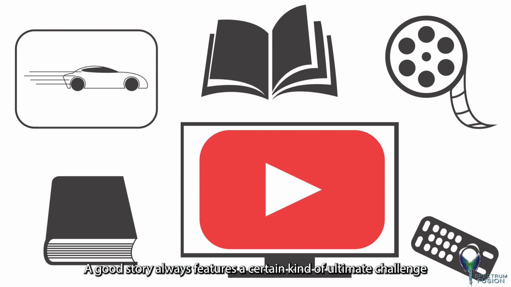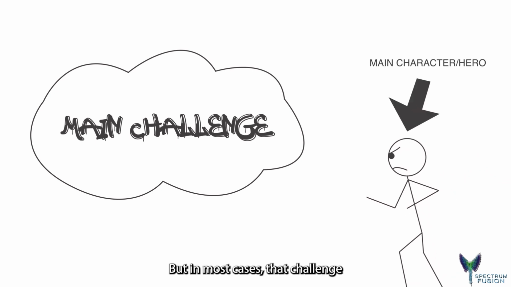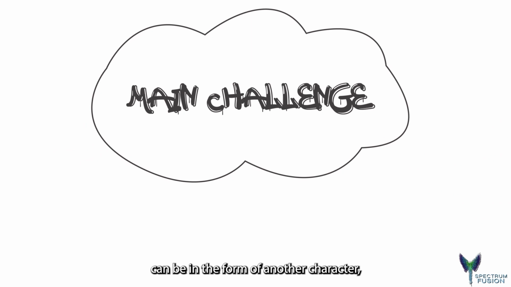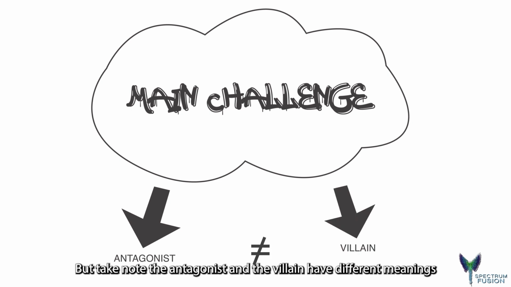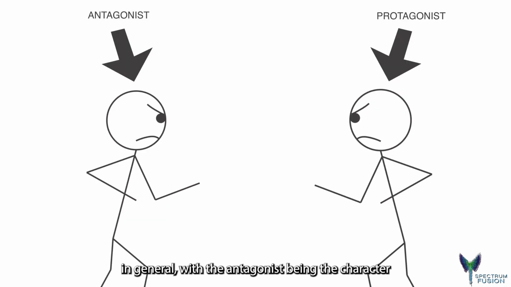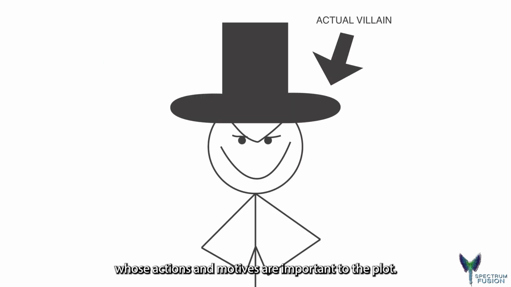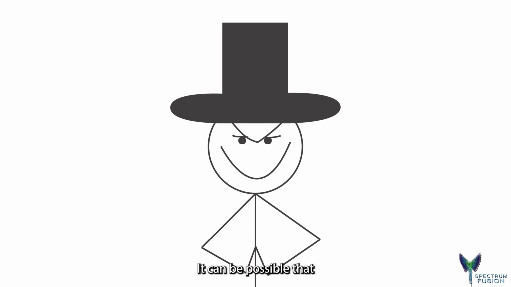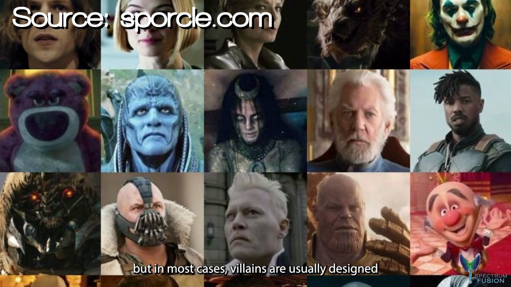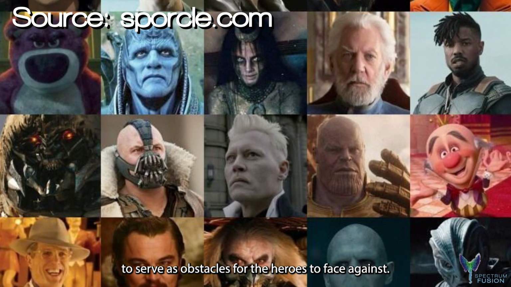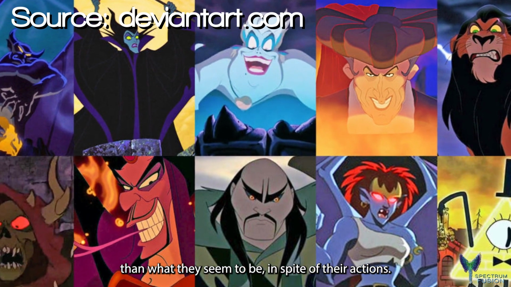A good story always features a certain kind of ultimate challenge that the main character or hero has to overcome. But in most cases, that challenge can be in the form of another character, which is considered as the antagonist or villain. But take note, the antagonist and the villain have different meanings in general, with the antagonist being the character who opposes the protagonist, and the villain being an evil character whose actions and motives are important to the plot. It can be possible that the antagonist of the story doesn't have to be an actual villain, but in most cases, villains are usually designed to serve as obstacles for the heroes to face against, and as time goes by, there's more hidden depth to villains than what they seem to be in spite of their actions.